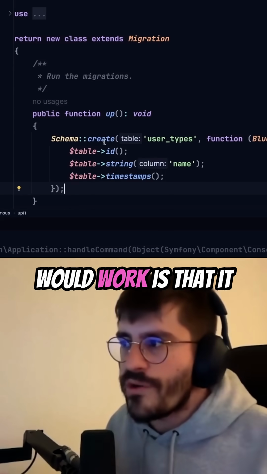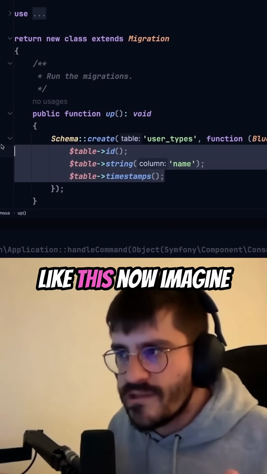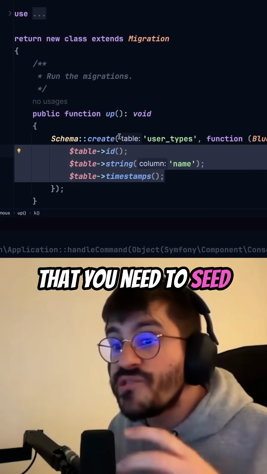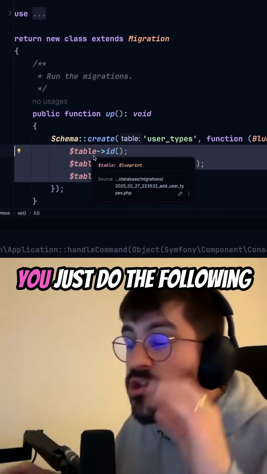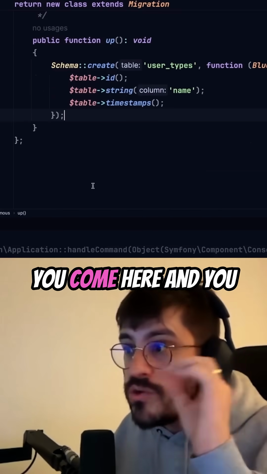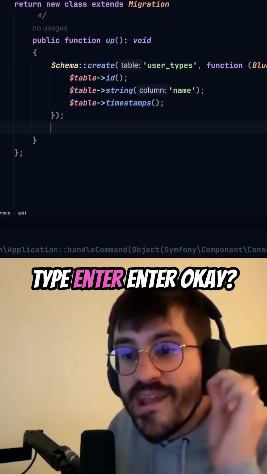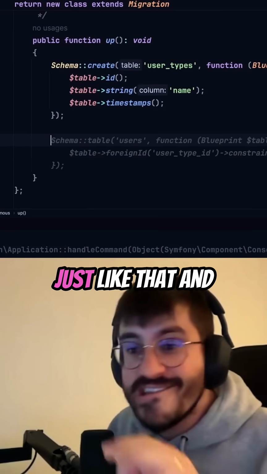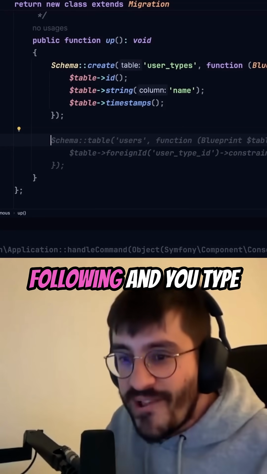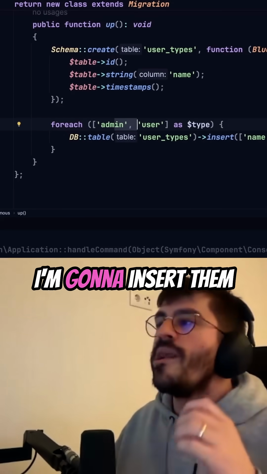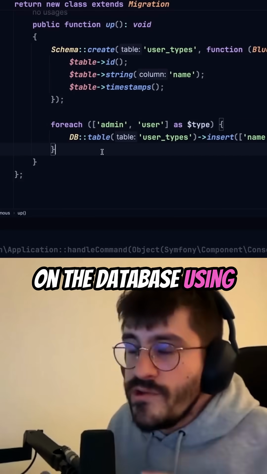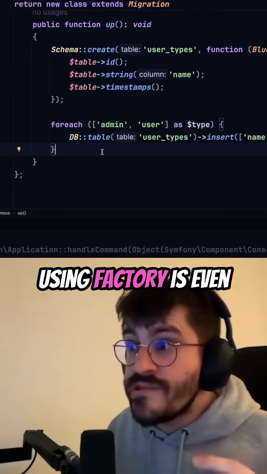So the way it would work is that you would have something like this. Now imagine that you need to seed this table of user types. You just do the following. You come here and you type enter, enter. Okay, just like that. And then you would do the following. And you type, for each one of those types I have on my system, I'm gonna insert them on the database. Using seeders is wrong, but using factories is even more wrong.